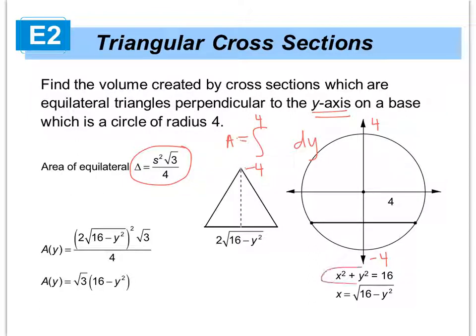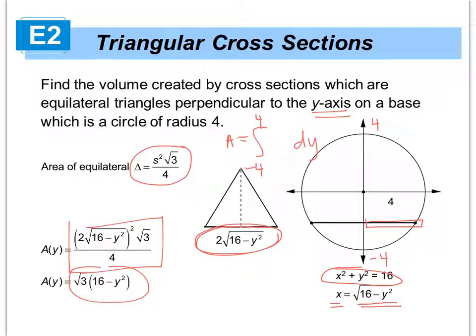Now, this is the equation of our circle. So we solve for x. This, then, is right here. It's that part. So it's only half of the base of the triangle. So this, then, is the whole base of the triangle. I just multiplied by 2 so that I got the whole base. The area of the triangle is set up here, and it simplifies to that.